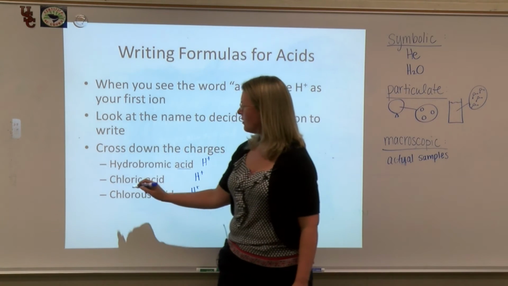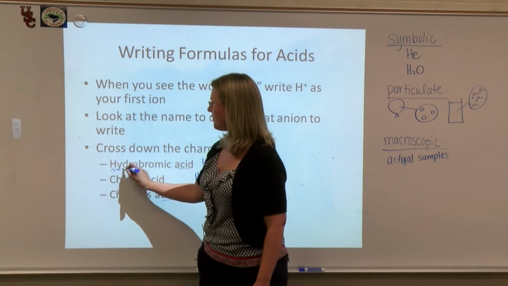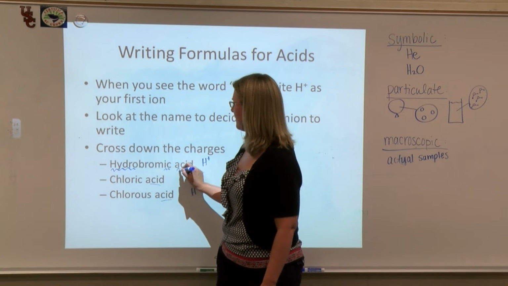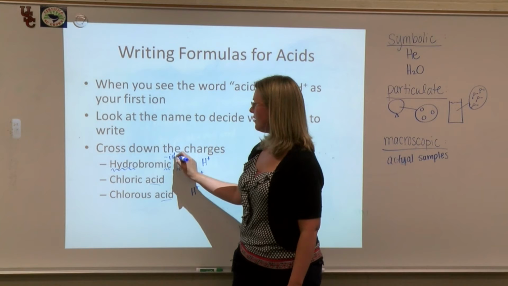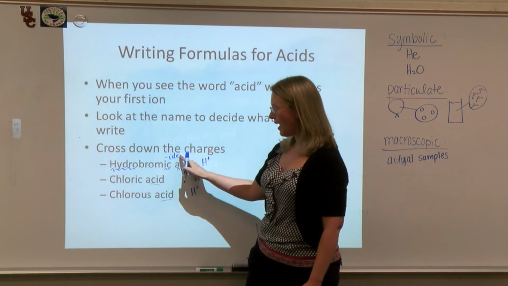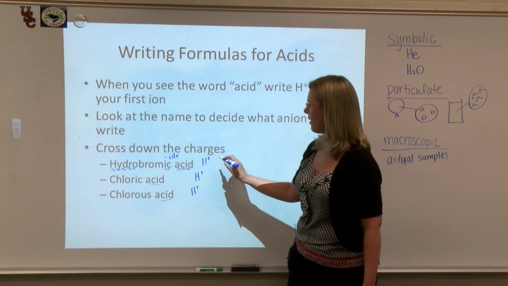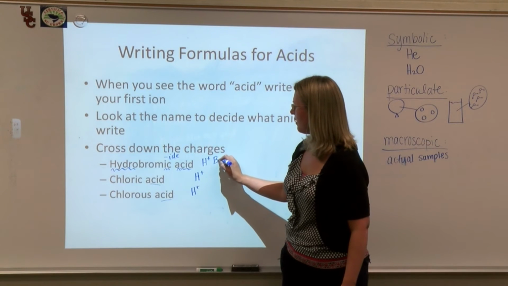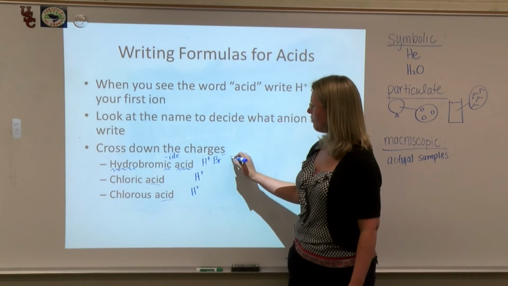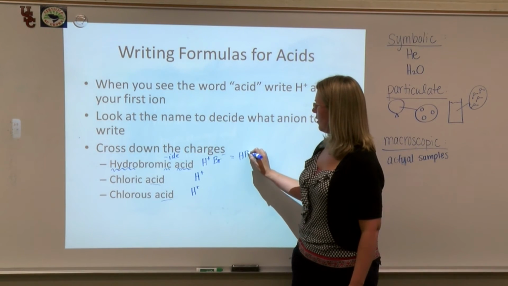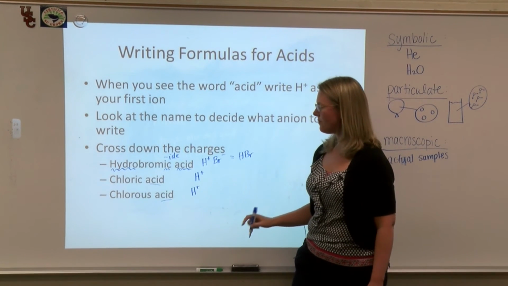And then here you just look at what's been added on to your name. So hydro-ic acid has been added on. That goes with the ending "ide." So what we have is bromide. And so back from ionic, we know that bromide is Br, it has a -1 charge. How many of each do I need to make it equal 0? 1 of each, so it's HBr.